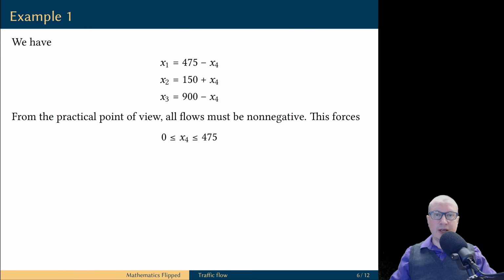However, these variables have specific practical meaning. All the variables x1, x2, x3, x4 correspond to the traffic flow. Therefore, they cannot be negative. To ensure that all variables are non-negative, we must require that x4 be between 0 and 475. Yet, we still have infinitely many possible solutions, each of which balances the network flow.